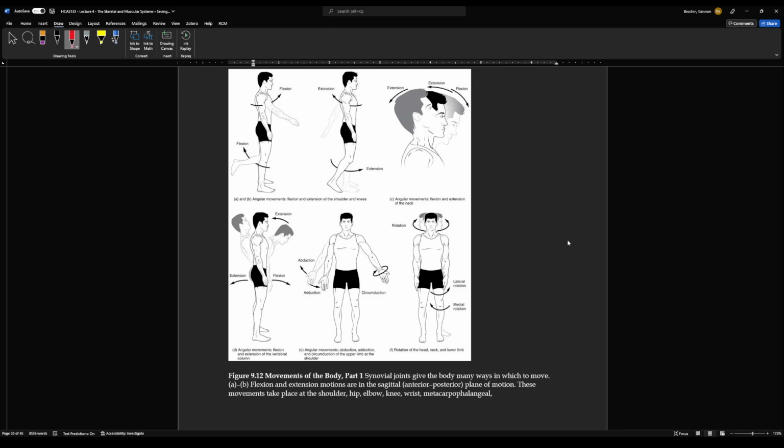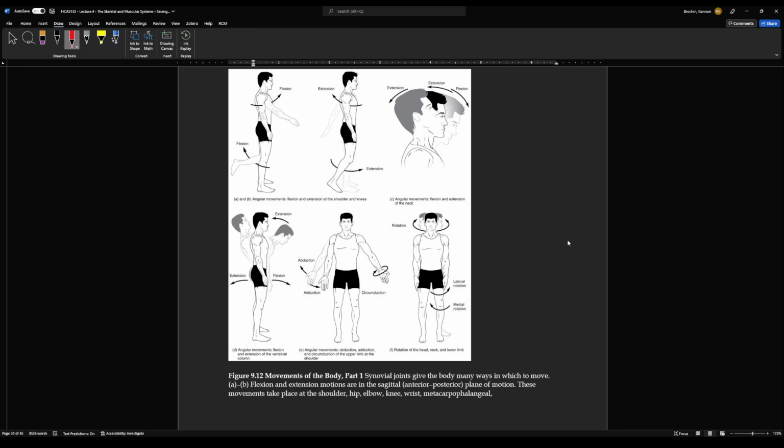Rotation, you're moving right or left around an axis. We can also refer to rotation as lateral or medial. So if we're talking about the limb, we typically use those terms. You can also use internal versus external for rotation as well, external being the same as lateral and internal being the same as medial.